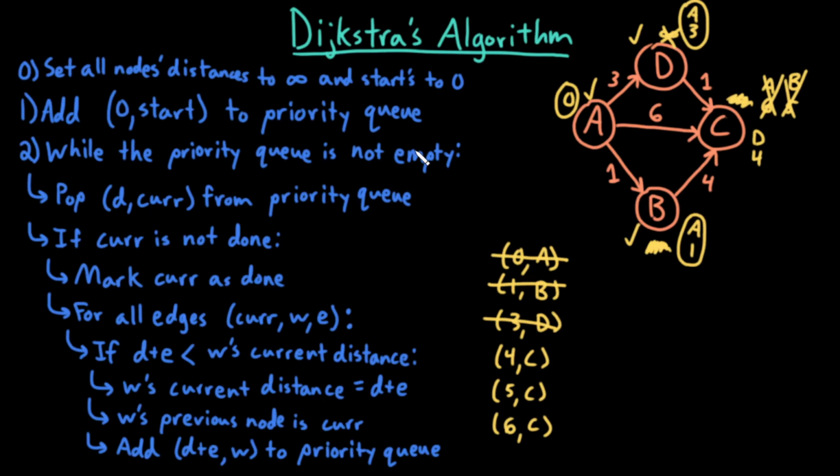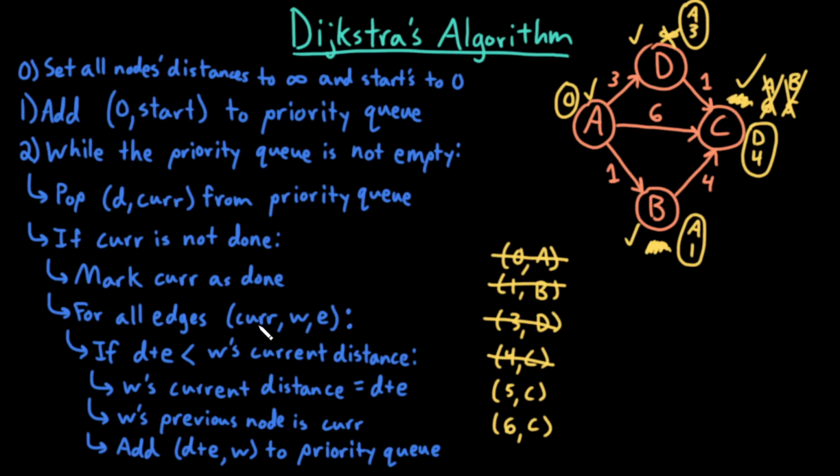While the priority queue is not empty, it's not empty. I have 3 things in my priority queue. Pop D cur from the priority queue, so distance D is 4, current node is C. If the current node is not done, C is not done, I don't have a check mark, mark the current node as done, and that means I've finalized my best way of getting to the current node. So the best way to get to node C is coming from node D, and that would result in a total path distance of 4.